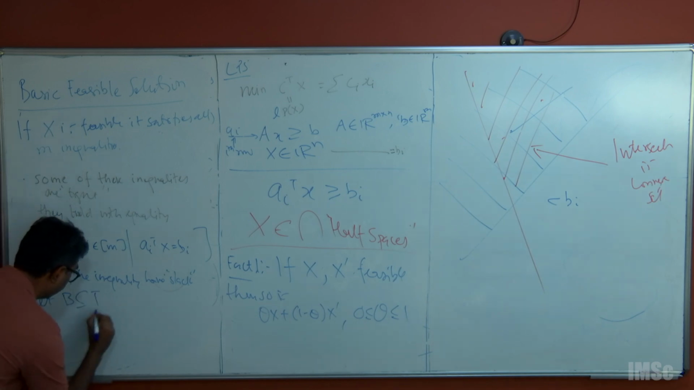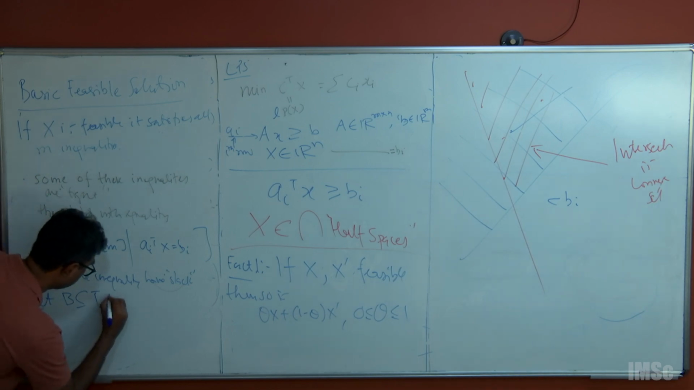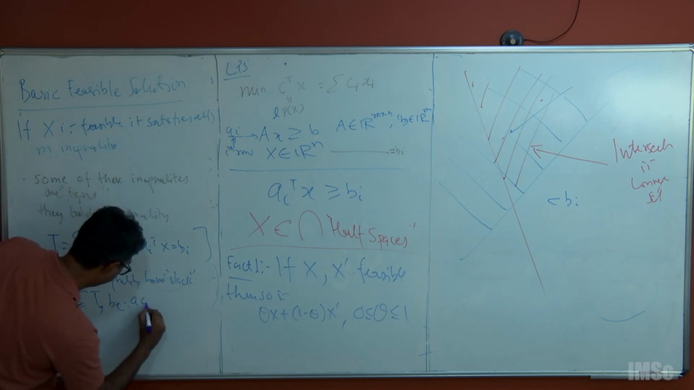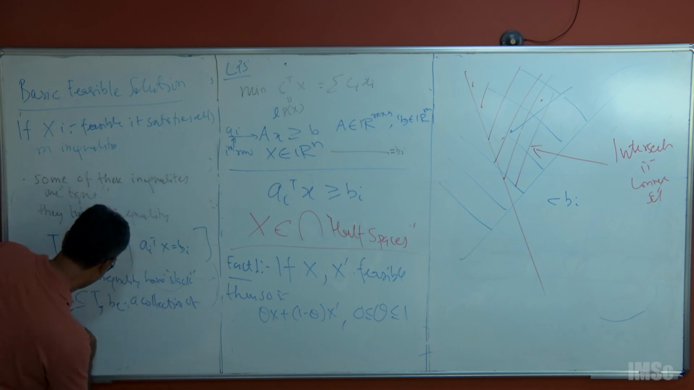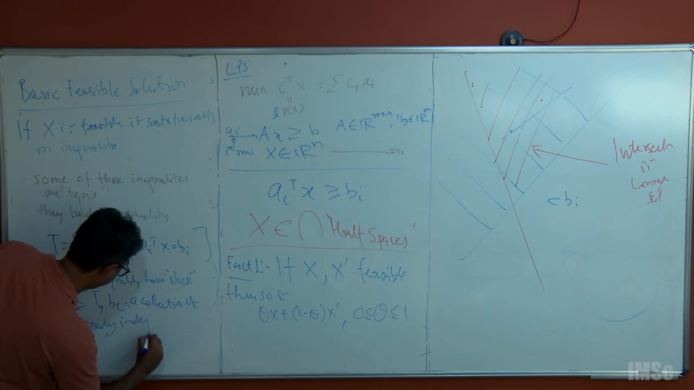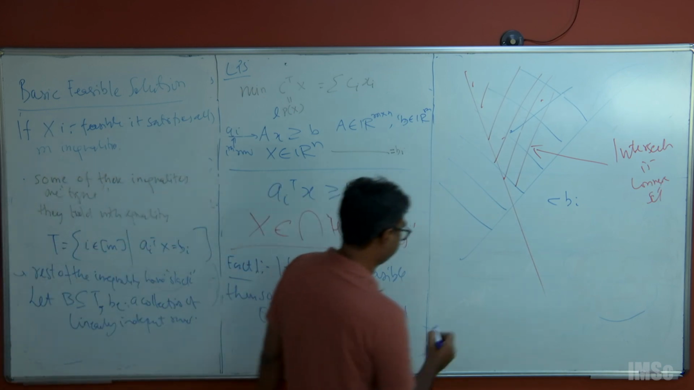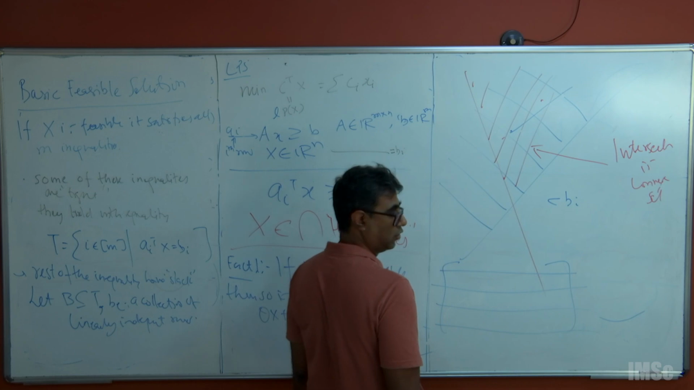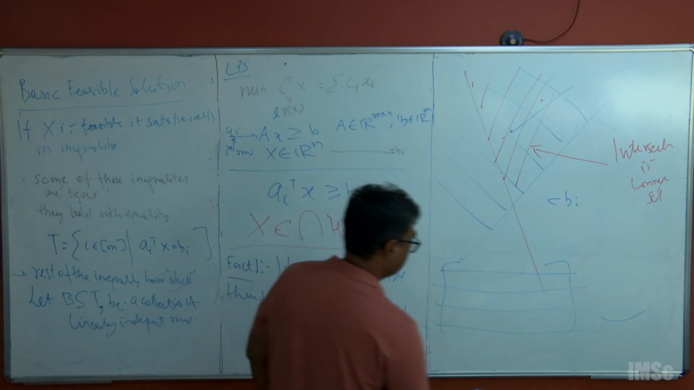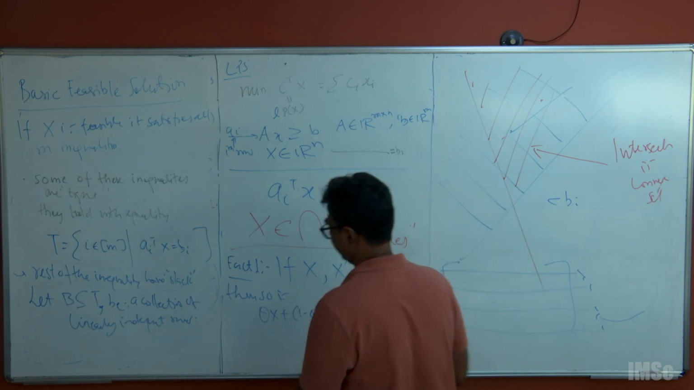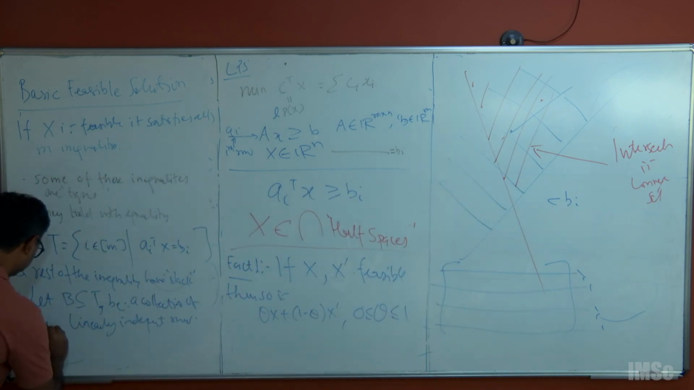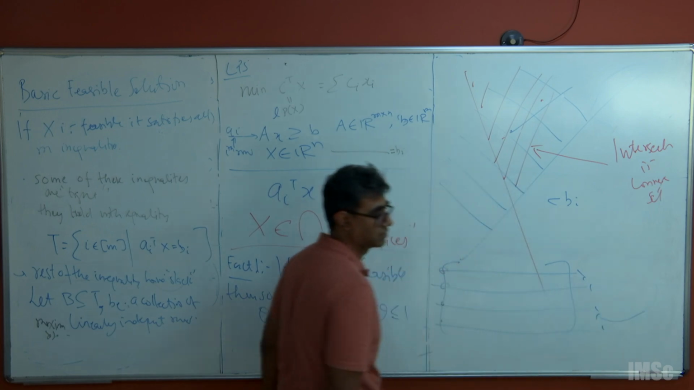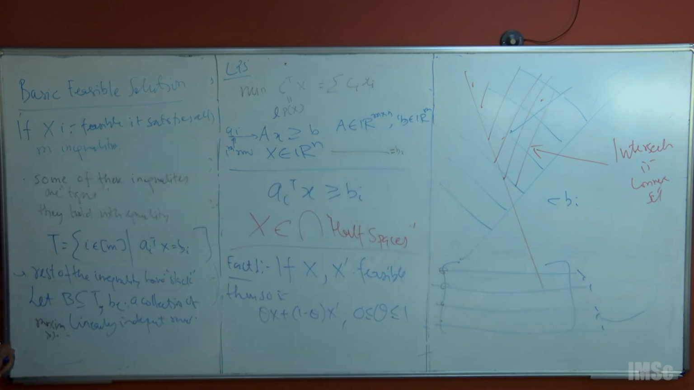Let B, a subset of T, be a collection of linearly independent rows. If I think of this as a matrix, look at this set of rows, T, which are tight. Now you find a collection of maximum size linearly independent rows. Basically this B is a basis for this.